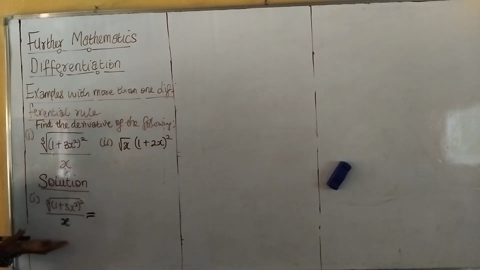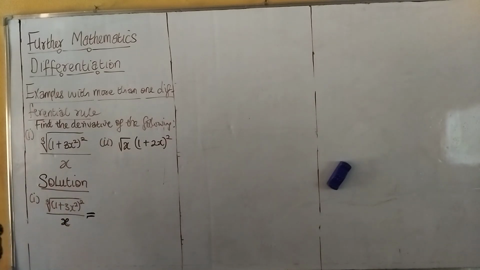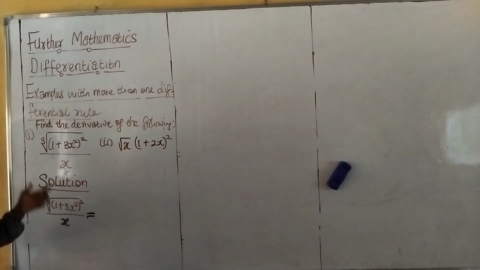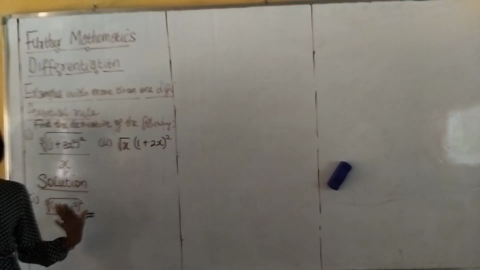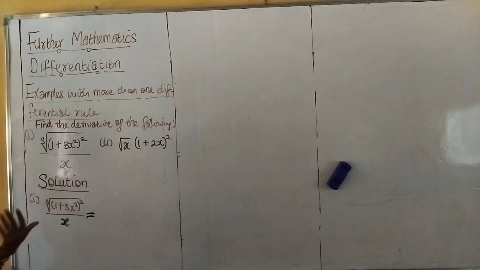Good. If you just said quotient rule and chain rule, then you are correct. We are going to make use of the chain rule and the quotient rule to solve this problem. Now, that does not mean we cannot make use of product rule. We can make use of product rule to solve this problem, just that we need to redefine this question. So join me, let's solve this together.